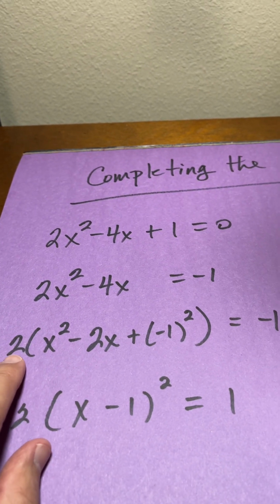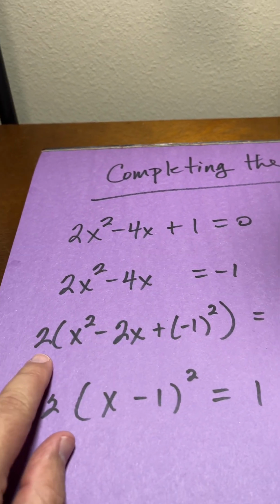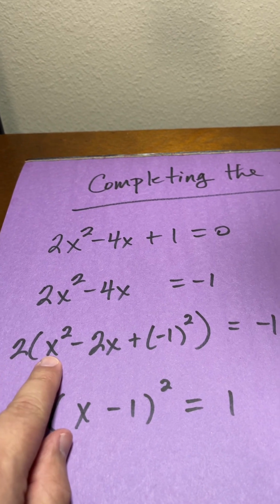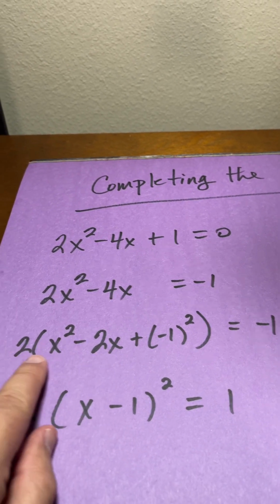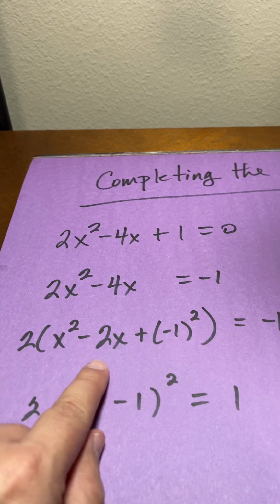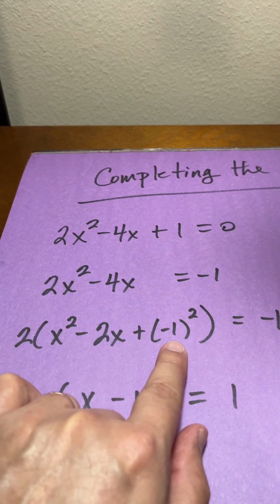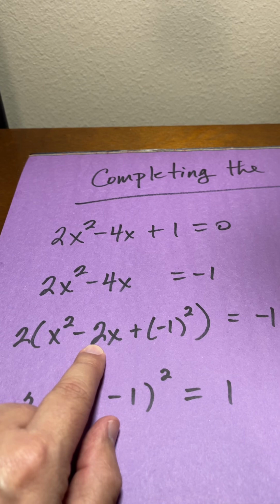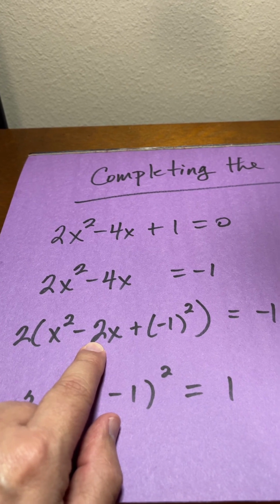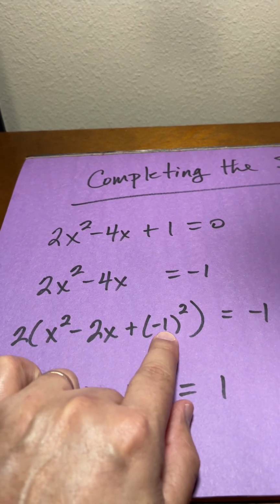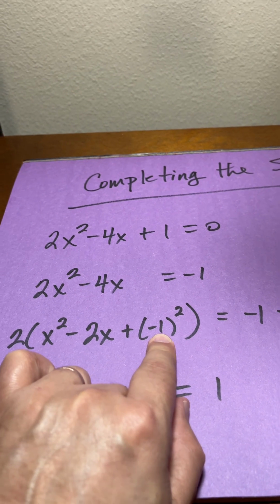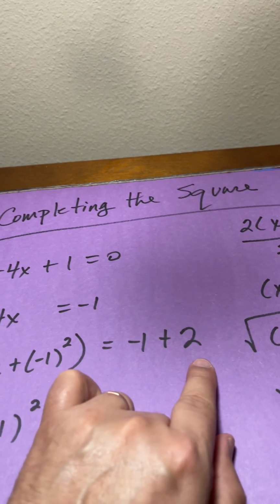So we're factoring out a 2 from each one of these. So we have 2x squared minus 2x. So this times this is that, and this times this is that. This comes because you take half of this b term, and half of -2 is -1. You're going to square it and add it here and add it over there.